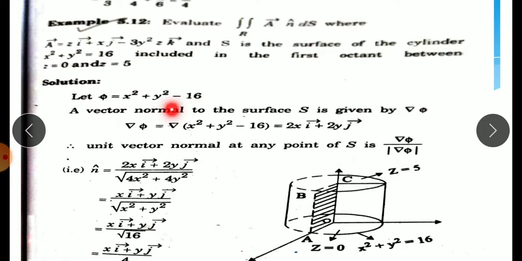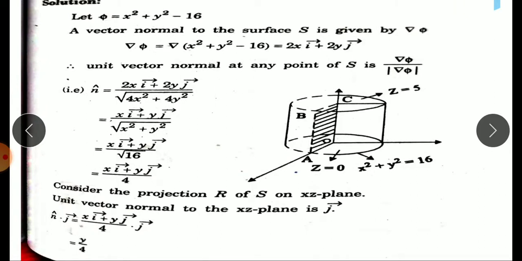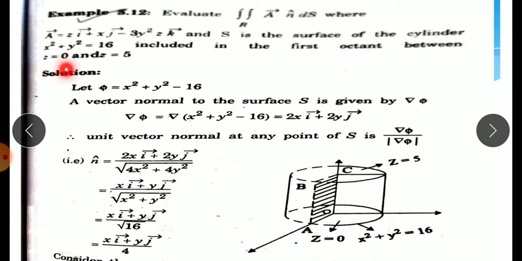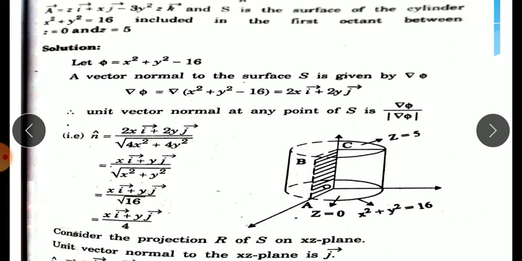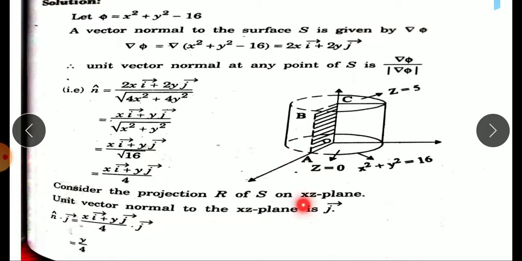Okay, so let phi equal to this one. As usual, we should find n cap, then del phi by modulus of del phi, like the previous problem we should find all the things. Now consider the projection. This is an important thing. Consider the projection of r of s on the xz plane, because they have given the limits as 0 to 5 and s is the surface of the cylinder they have given. So we are considering the xz plane. So this is x, this is y and this is z.